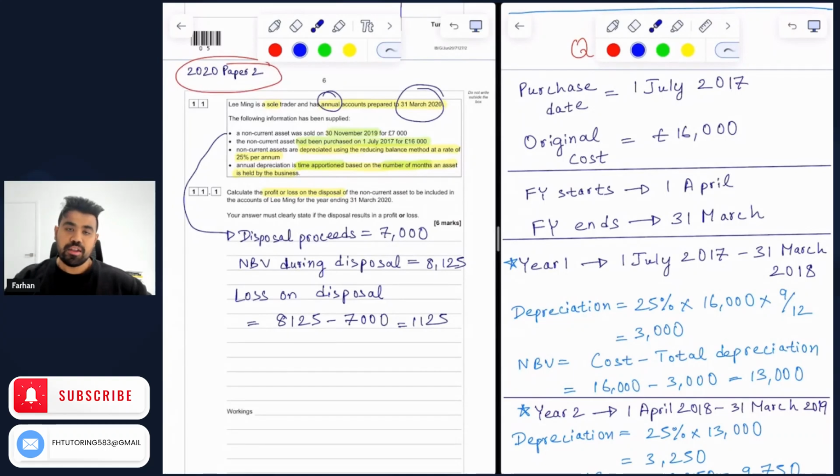My name is Farhan. This video will teach you how to use the reducing balance depreciation method. You will also learn to calculate the profit or loss on disposal. This is question number 11 taken from the 2020 Paper 2 exam.